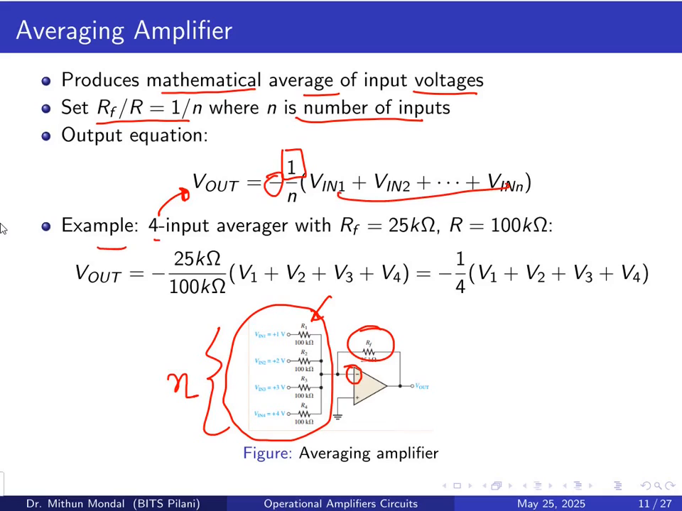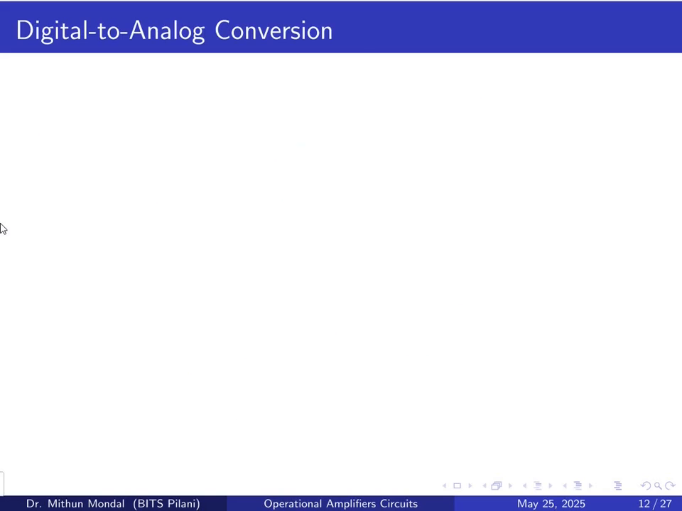So if you have an example where you have a 4 input averager with the feedback resistor of 25 kilo ohms and the input resistor of 100 kilo ohm, then the output voltage that you get is in the form of this equation. Okay, so you will have a 4 input averager circuit where the circuit will have 4 inputs.